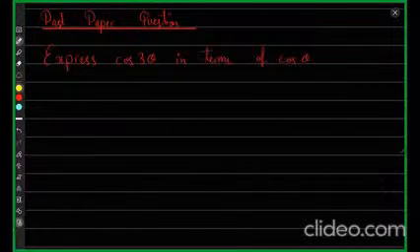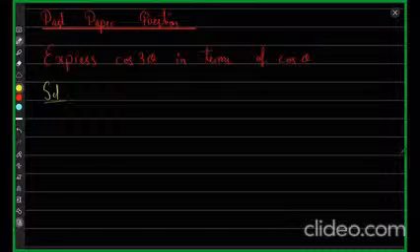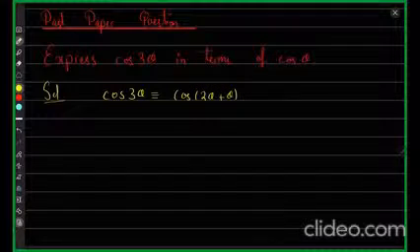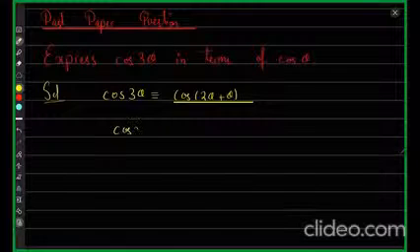In order to prove this, we know that cos 3 theta can be written as cos of 2 theta plus theta. This is what we know. Now I can write this thing using the angle formula. It would be cos 2 theta cos theta minus sine 2 theta sine theta.